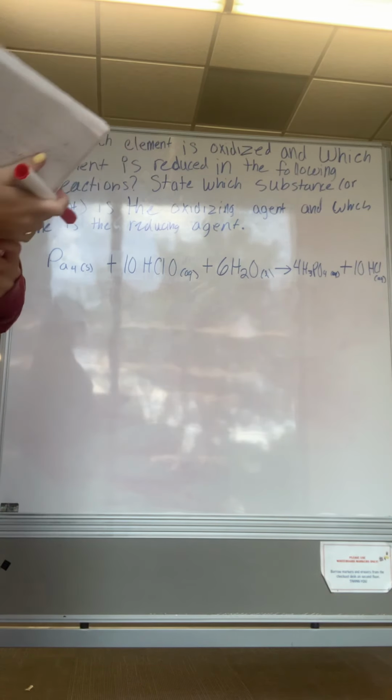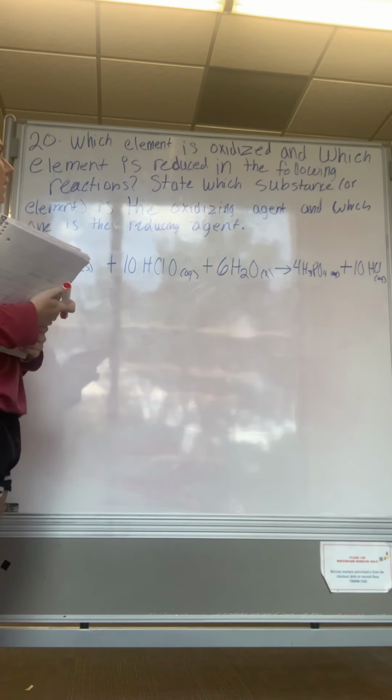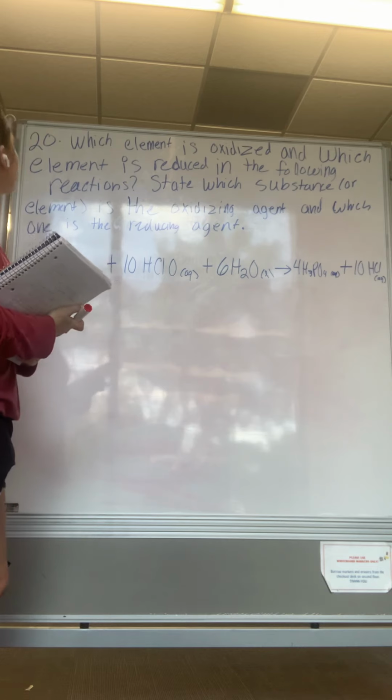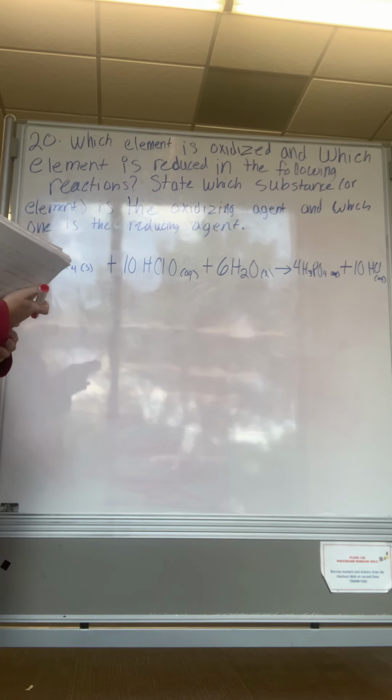This is question number 20 of the exam bonus. The question says, which element is oxidized and which element is reduced in the following reactions? State which substance or element is the oxidizing agent and which one is the reducing agent.